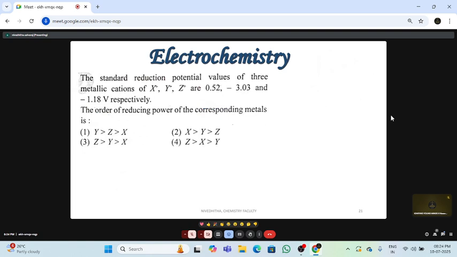Here we are provided with the reduction potential of 3 species, and they're asking us to arrange these elements in the order of reducing power, best reducing agent to least reducing agent. Easy. Very simple. Please try. Let me know the right option.